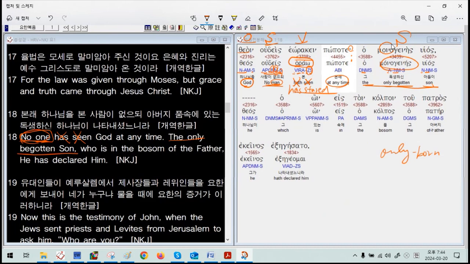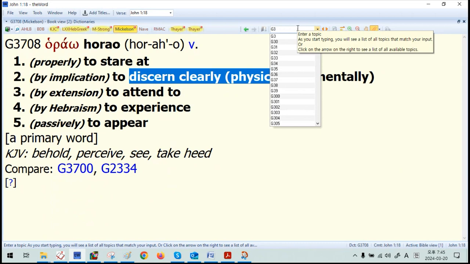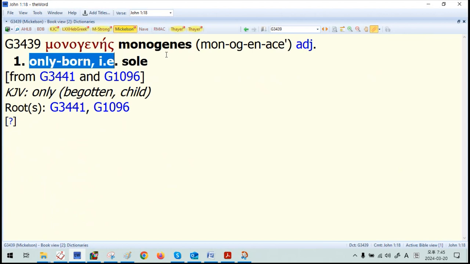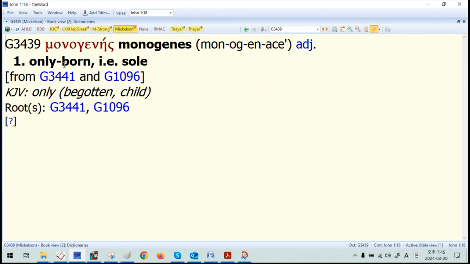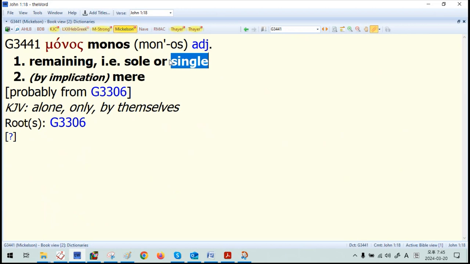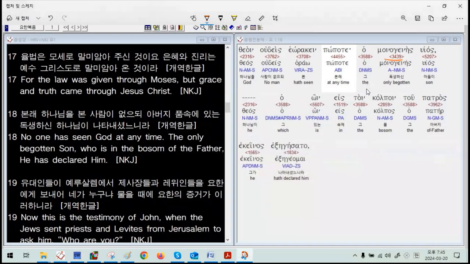Because mono is the only, and genes comes from ginomai. Ginomai means to come into existence. Let's go look at the dictionary for this one also, the strong number 3439. You see here, only born. Monogenes, right? And then Thayer dictionary: single of its kind, only, used for only sons or daughters. So this is a compound word. Mono is obviously only. So single, which means only, mono. Genes comes from the ginomai verb, which means become. And the Thayer dictionary says become means come into existence, begin to be, receive being. So only begotten is fine. It is acceptable. But to me, only born.